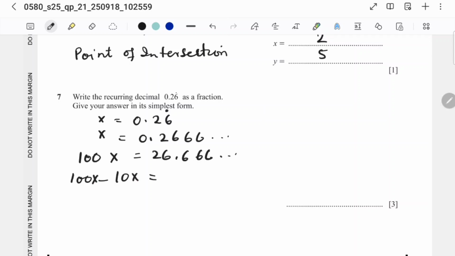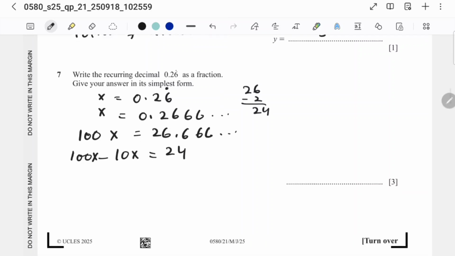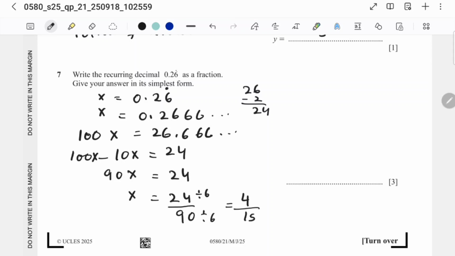26 is there. Just subtract 2 because 2 is without recursion. 26 minus 2 is 24. So that is equal to 24. 100x minus x is 90. x is equal to 24 upon 90. You can simplify with the 6 times table. Both of the numbers divide by 6. You will get 6 times 4 is 24 and 6 times 15 is 90. And 4 over 15 is the simplified form of this question.